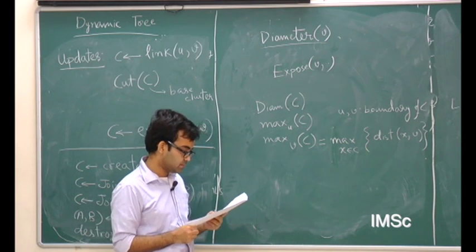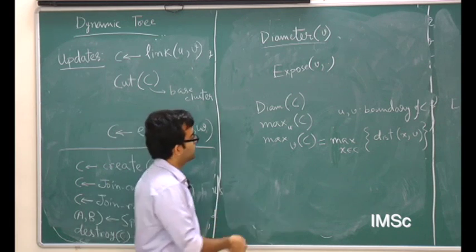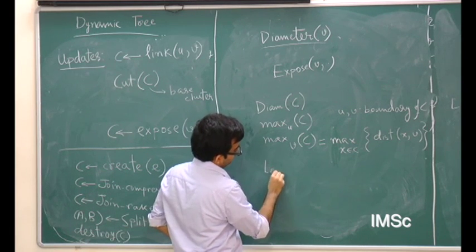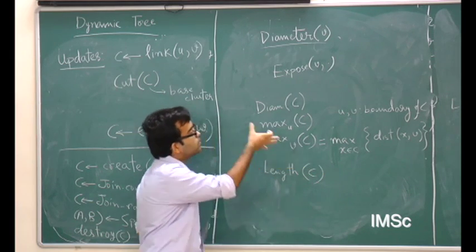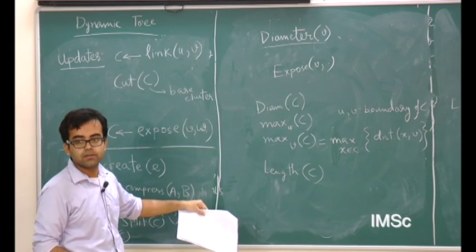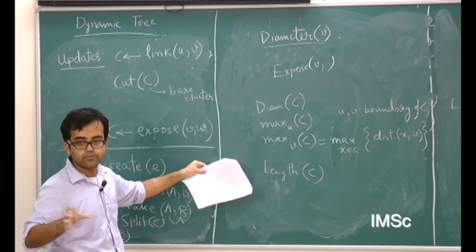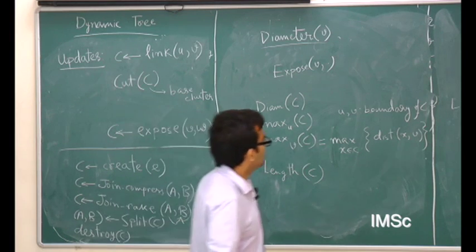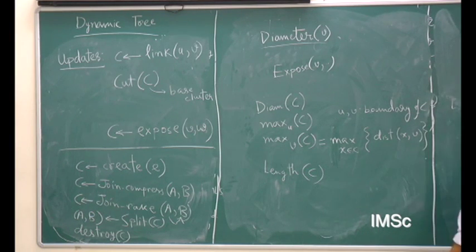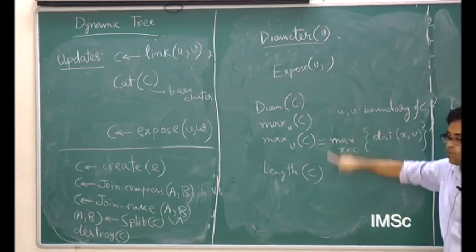And furthermore, you also store length C. This is what we just discussed right now, the distance between the boundary of U and V. And we know this can be updated quickly, right? So, let us just look at a compress operation. All we claim is that when you are doing a compress operation, we can update all these fields.